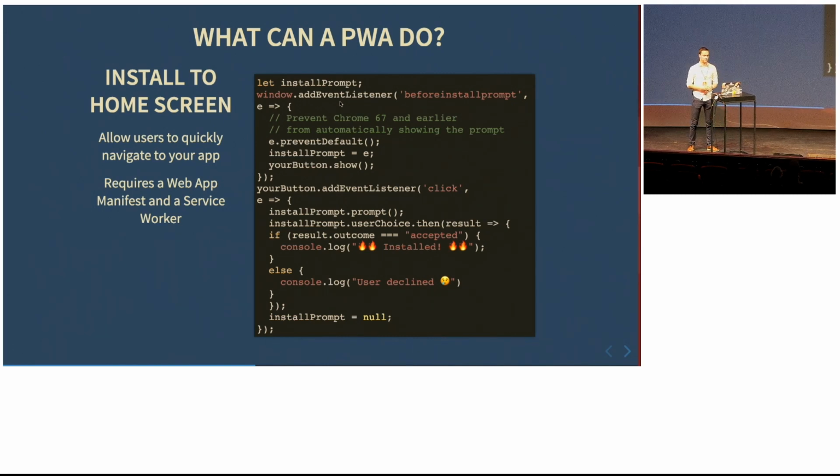So you'll get an event before install prompt whenever the browser thinks that the user is ready to potentially install the app. You can catch that event, prevent default for it, and store it for a bit. And you may want to have a button that you control on your own side that then actually triggers the prompt. And here on the prompt call, you can actually then get that prompt on top. With the user choice, you can either get an accepted or a declined. If it's accepted, success, you've installed the app on the user's device, so they can now launch your app from the home screen.